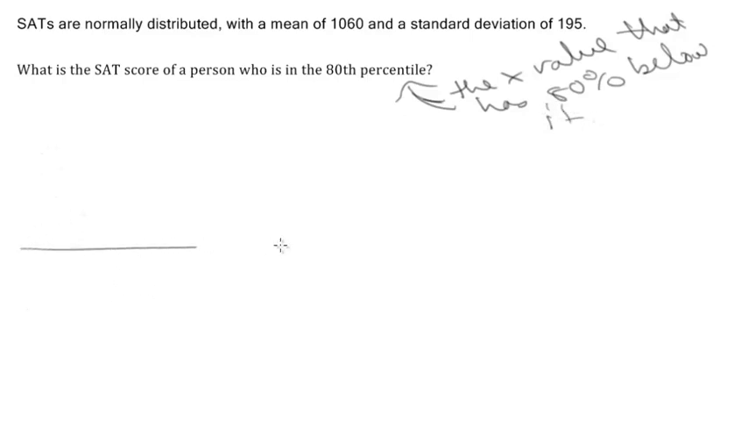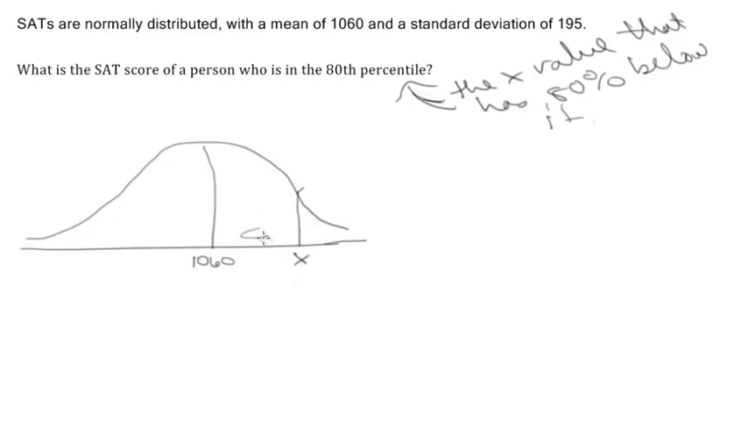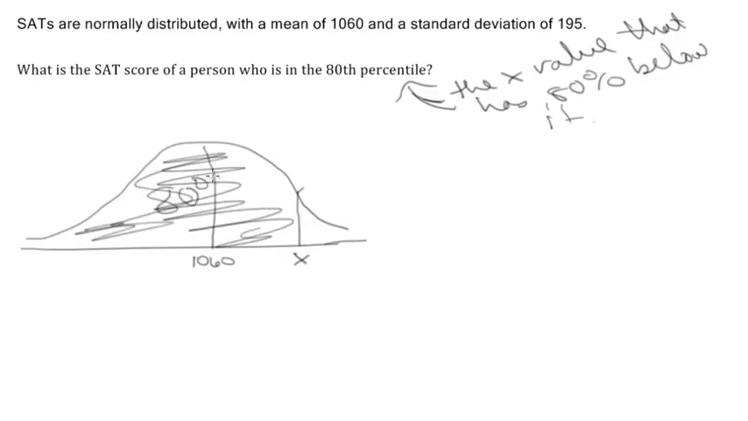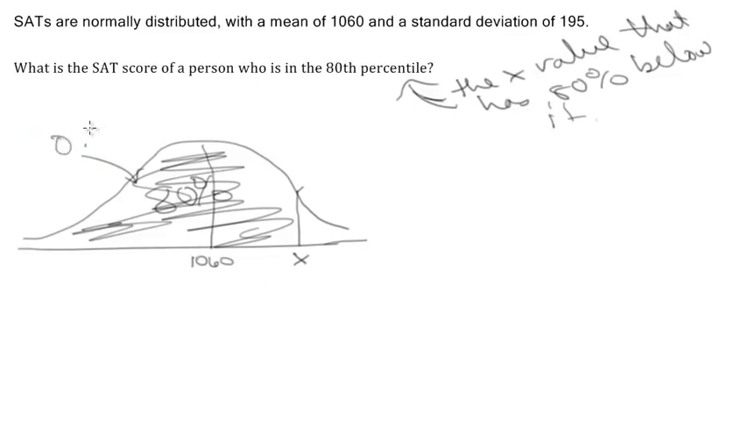Okie dokie, so here we go. 80% is more than half the graph, so this will be a little bit to the right of the mean, which is 1060. So here's our unknown x value, and below it is 80% of the data. In other words, this area here is 0.8. So interpreting the question is the hard part.